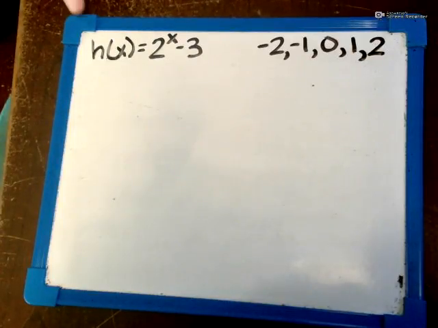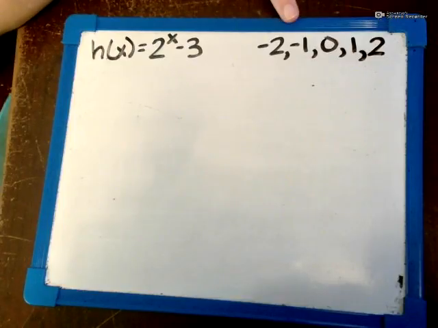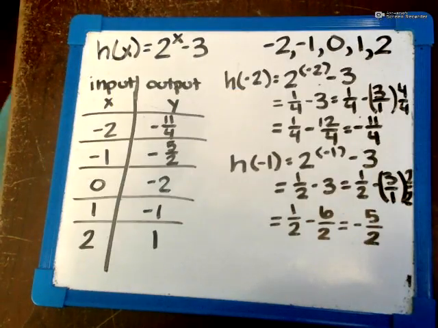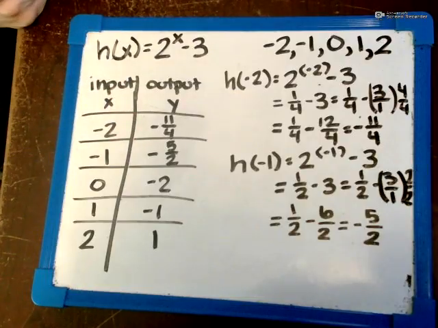Here's our next problem. h of x equals 2 to the power of x minus 3, and it gives us -2, -1, 0, 1, and 2 for our x values. Create an input-output table for h of x. Go ahead and pause the video and do that. Okay, so I'm going to do the first two because they're the hardest, because your answers end up being fractions.